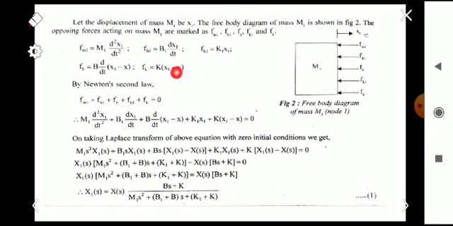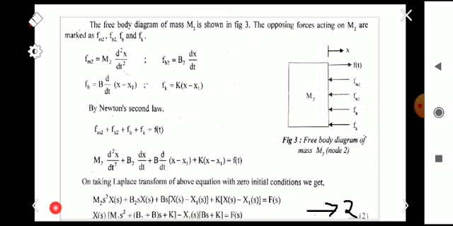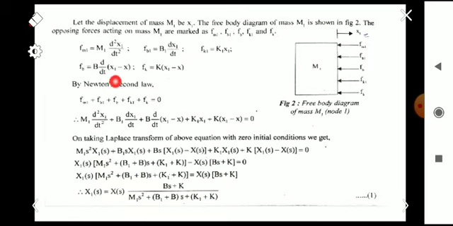(x1 - x). So here we are considering the body m1, so of course we have to give priority to the displacement of x1 here. So we are always writing the equations as x1 minus x, x1 minus x, like that. Here you can see the equations are x1 minus x.